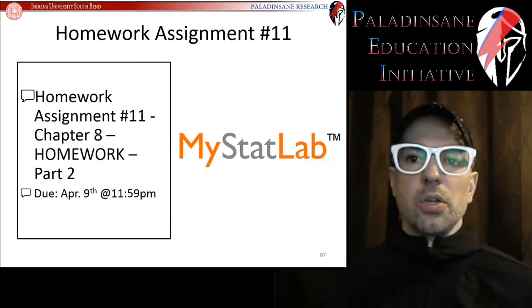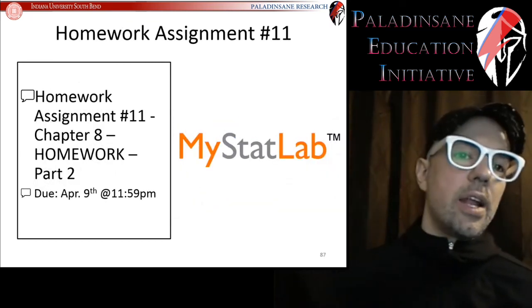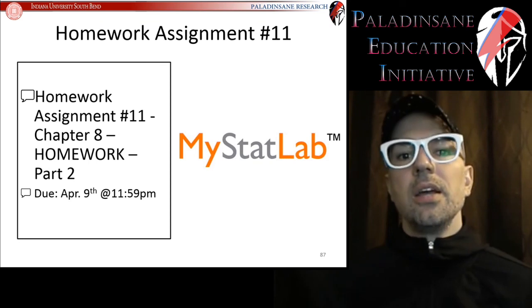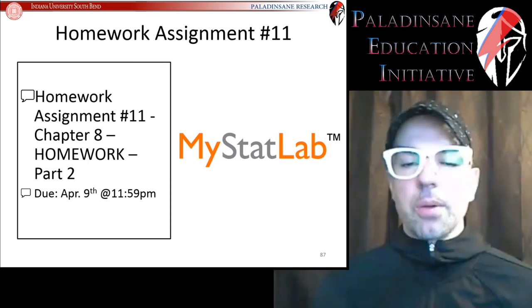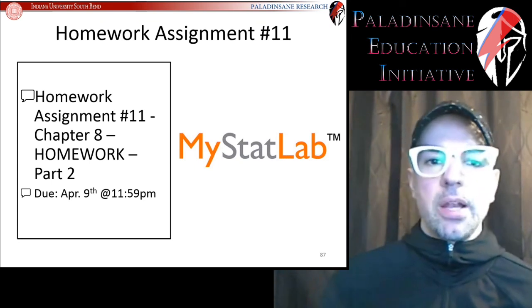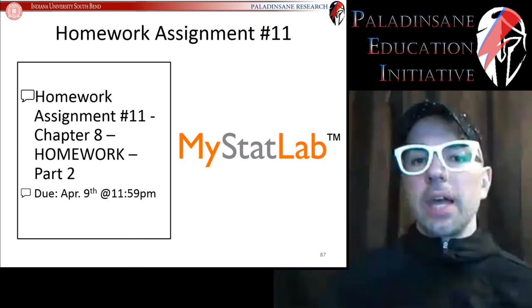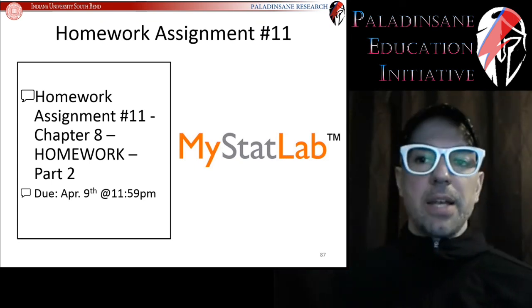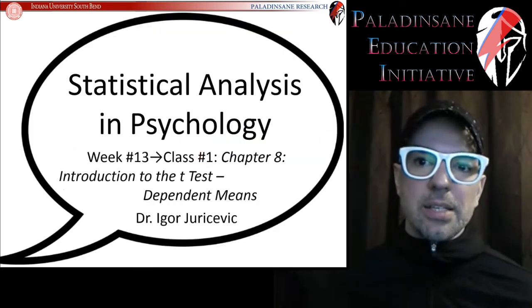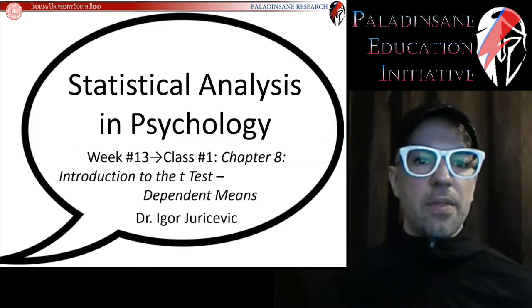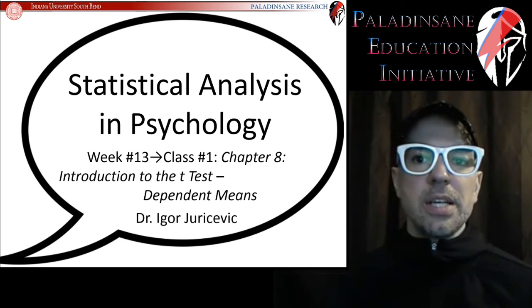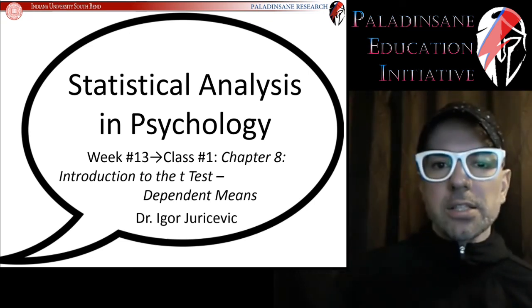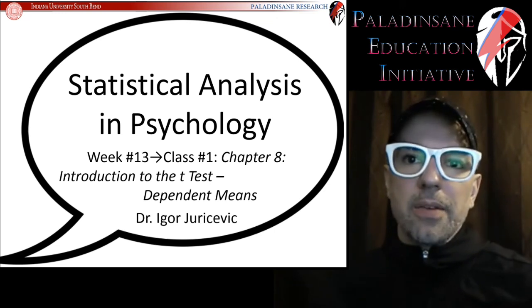And just to let you know, you are now ready to do homework assignment number 11, Chapter 8 homework part 2. So this is the part 2 version of the homework where we look at the t-test for the dependent means, and that's going to be due April 9th by midnight. All right, so that is it for today's class. So that was the t-test for dependent means. We got one more version of the t-test that we're going to be taking a look at next class, but there we have today's lesson.